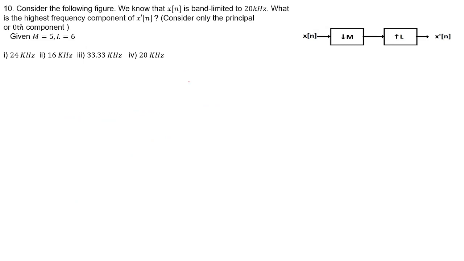Okay, we know xn is band limited to 20 kilohertz. What is the highest frequency component of x bar n? Okay, you perform a downsampling operation here, you perform upsampling and you obtain x bar n. So what is the maximum frequency component? So let us denote the intermediate one as yn.